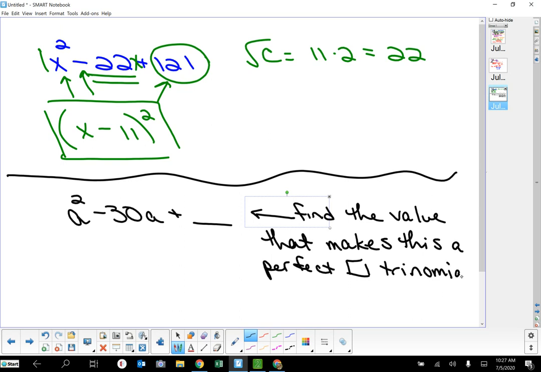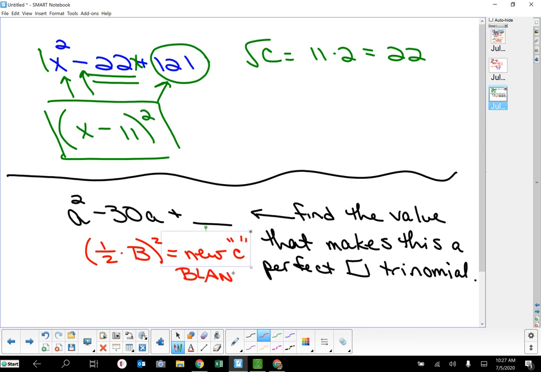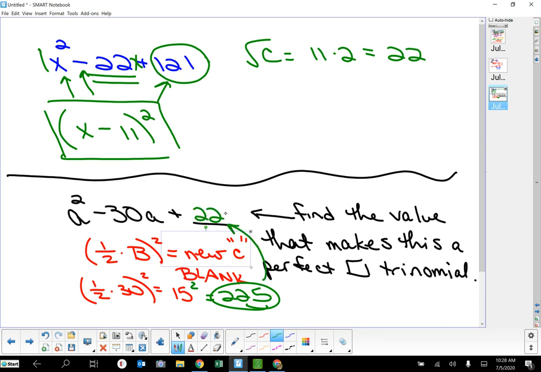And what you're going to do that is always going to be 1/2 of the b value, and then you're going to square it, always, in order to find this new c value. So this equals the new c, or I'm going to refer to it as the blank, because we're going to be putting blanks into our equation. Okay, so the blank is going to be 1/2 b and square it. Well, in this problem, 1/2 of 30 is 15, and 15 squared is 225, and that number would go right up here.